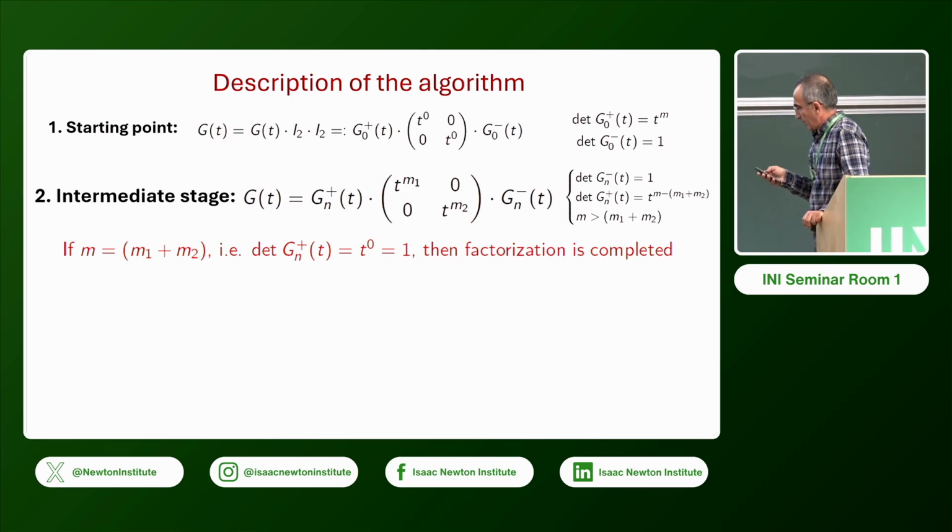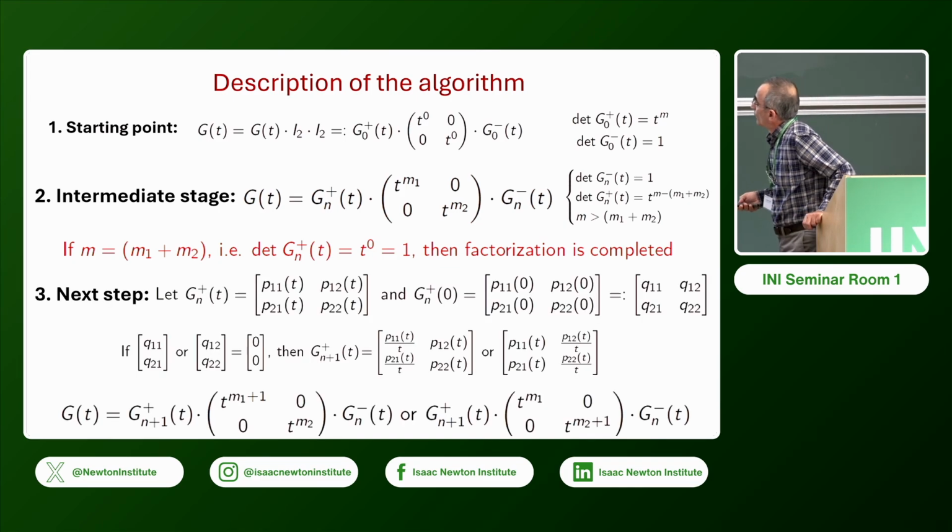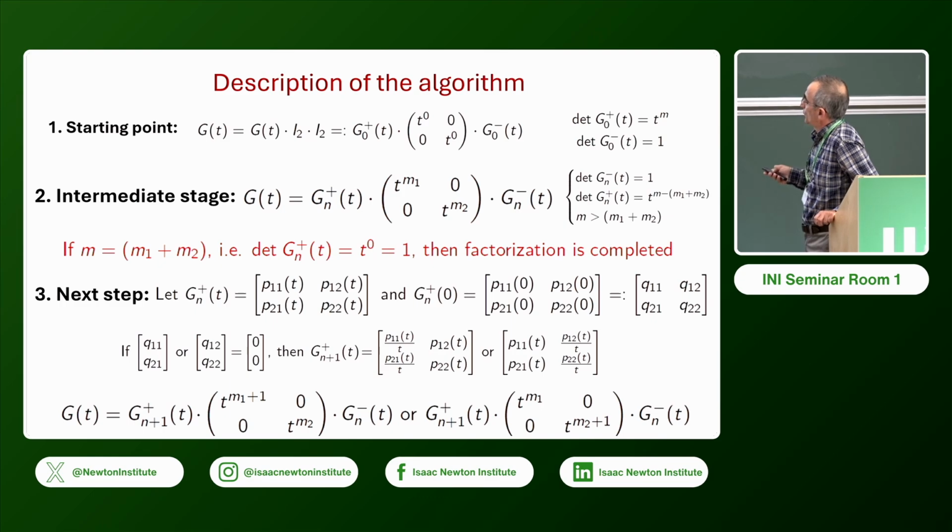And what should we do in this case, when we are at this intermediate stage? We consider this matrix at 0. Of course, if any column of this is 0, we know what to do. We just cancel out these zeros outside, and we divide by t, depending on whether it is the first column or the second column. In both cases, we can reduce the zeros of the determinant of this function by 1. And then the next factor will be either this or this, and this so-called partial index will be added either here or here. This is a simple step.